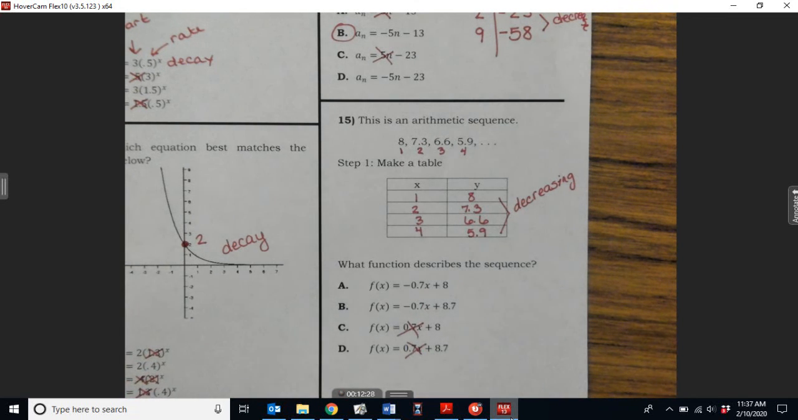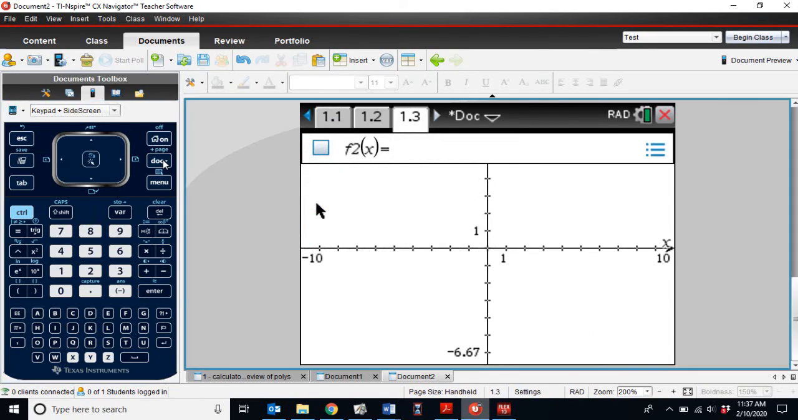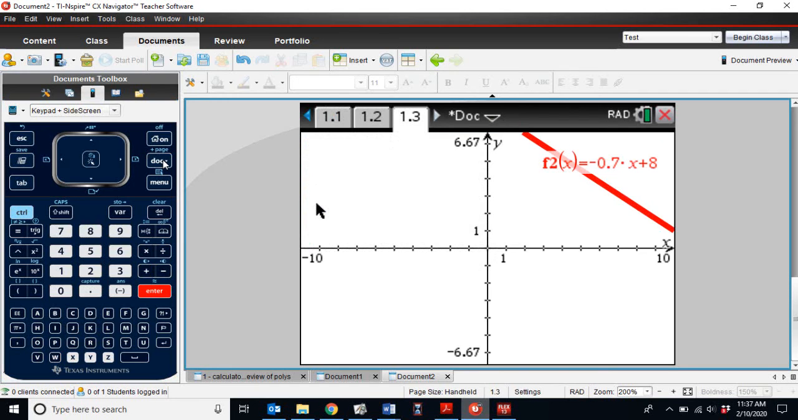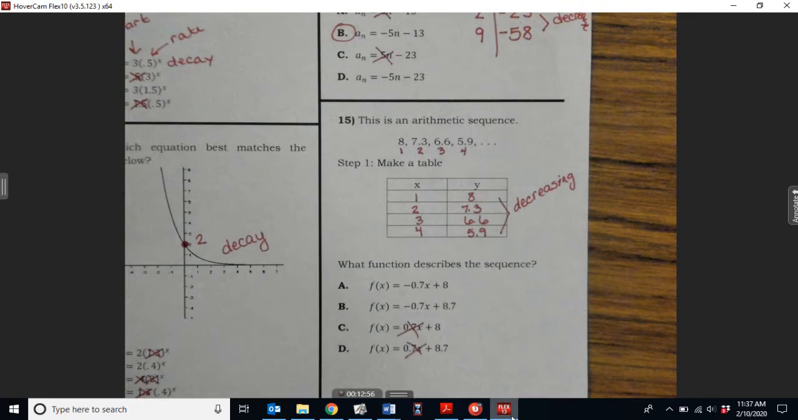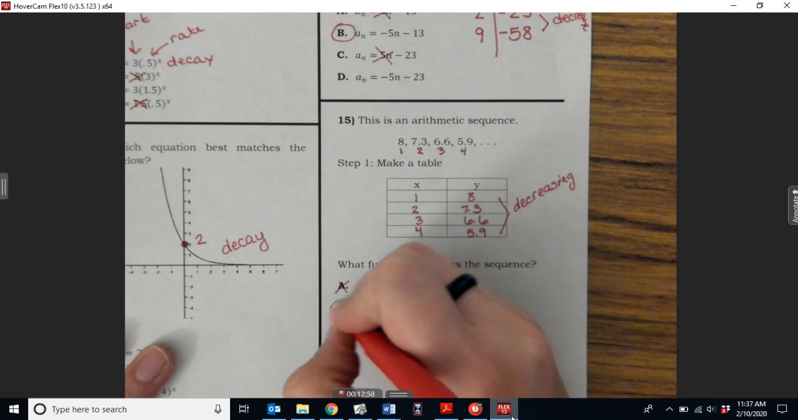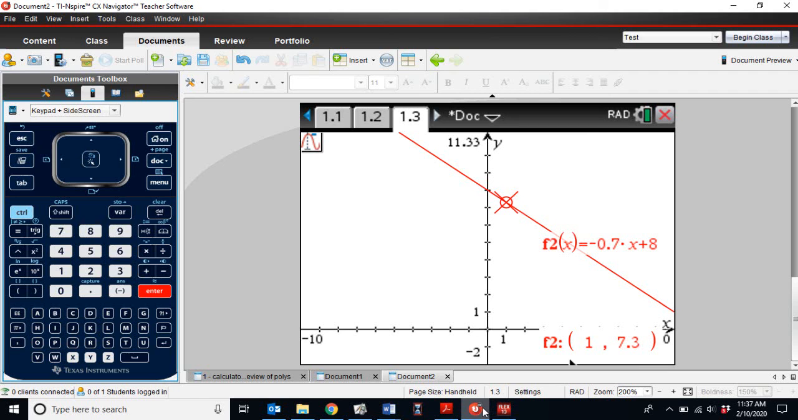And of the two that are left, we would just go to our graph page. I'm going to do Control Doc, add a new graph page. And I'm going to type right there, f of x equals negative 0.7x plus 8. Menu 5-1. And I want to know what the first term is. And the first term is 7.3 according to this graph, which means A is not my answer. So I'm going to cross off A. And that automatically means B is my answer, but to show you, we would just go type it in.